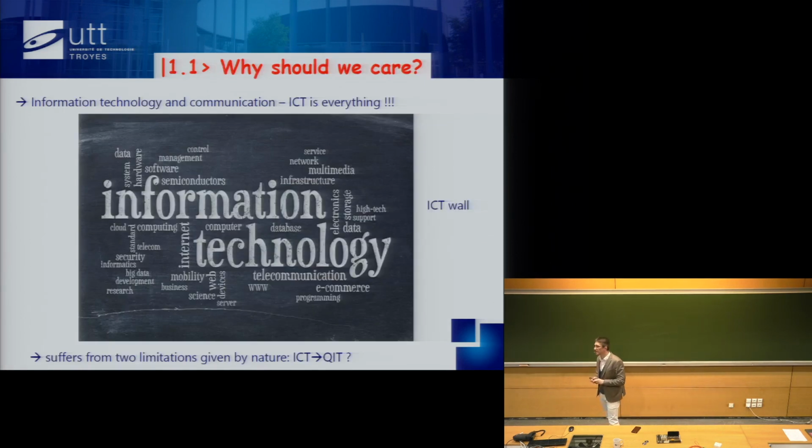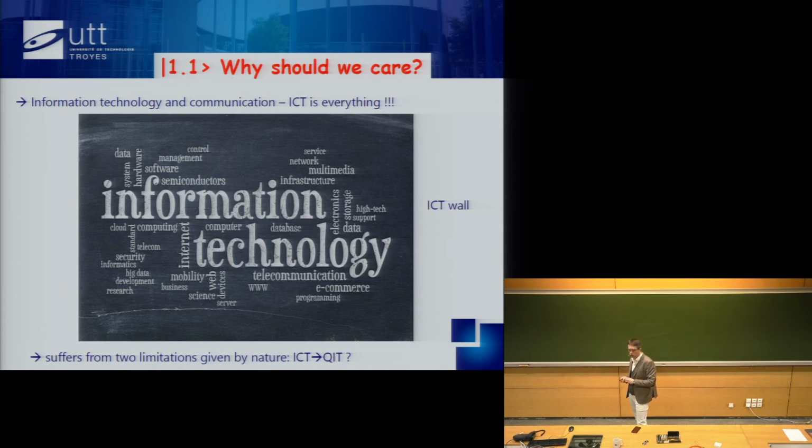So, why should we care? Here is an example of an ICT wall: information, technology, and communication. And as you know, ICT is basically pretty much everything these days, especially in the last year or so. But it was, and it is, and it will be anyway. Why is that? Because information is basically everything, from multimedia, to software, to business, to mobility, telecommunication, e-commerce, etc. And this is just the beginning of it. This is a fact, and we are living with it as we speak. In fact, this is a very good example of that.